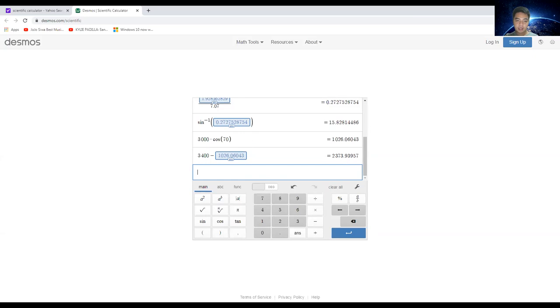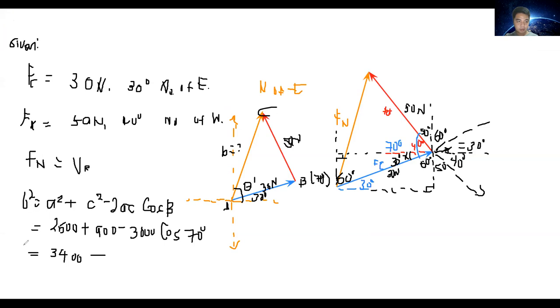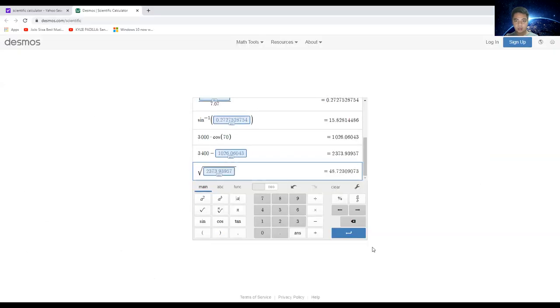But we will be getting the square root of that. Why? Kasi meron pa tayong B squared. So, minus the answer, the answer 1 in the Desmos. Then we have B equals the square root of the answer 2. So, our final answer is equal to, okay, Desmos, square root of the answer, equivalent to 48.72. Yun ang ating sagot. 48.72.